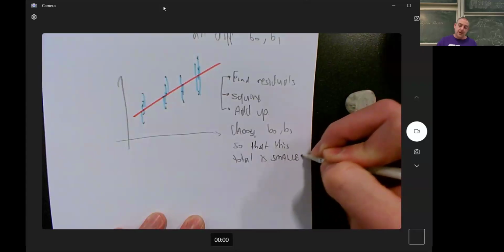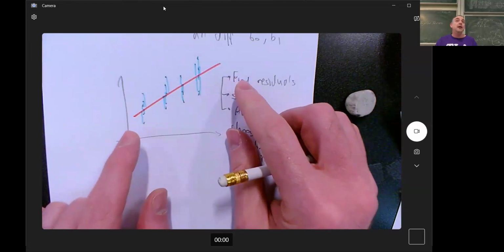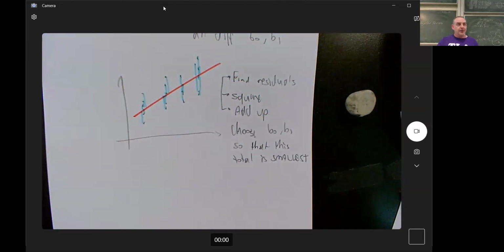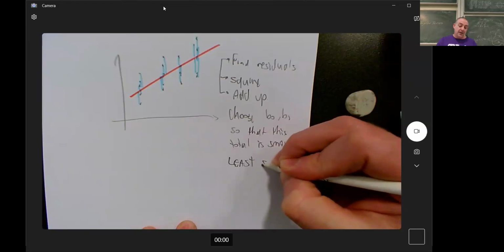Yeah. Because the closer to 0, the closer all these dots are to the line, and therefore it's the best line. There are other ways to make this choice, but this is a good one, and it has some good maths properties that make it easier to figure out the answer. And so that's why it's called least squares.